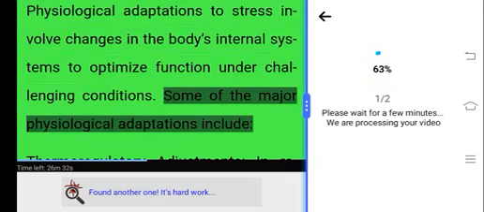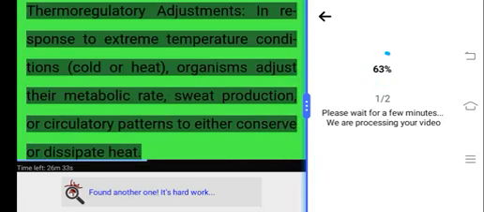Some of the major physiological adaptations include thermoregulatory adjustments. In response to extreme temperature conditions, cold or heat, organisms adjust their metabolic rate, sweat production, or circulatory patterns to either conserve or dissipate heat.